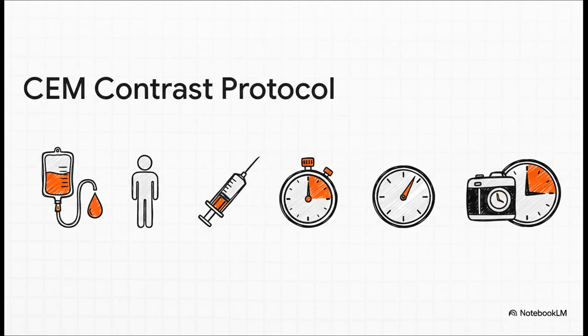Now, for those CEM-guided procedures, the injection protocol is absolutely critical. There's no room for error here. You must use an iodine contrast agent, concentration between 300 and 370 milligrams of iodine per mL. Your dose is 1.2 to 1.5 mL per kilogram, and the injection rate needs to be a steady 2 to 3 mL per second. Timing is everything. Your first image acquisition happens precisely at the 2-minute mark post-injection. And remember, that whole procedural window is tight. You need to be done within 7 to 15 minutes to guarantee optimal visualization of the lesion.